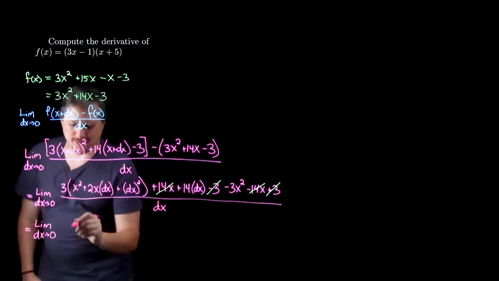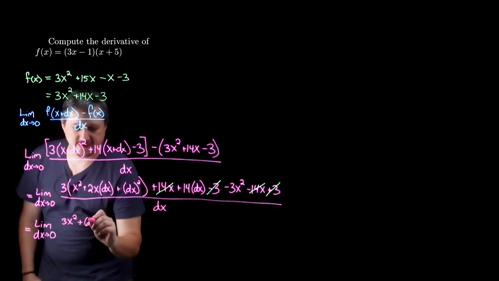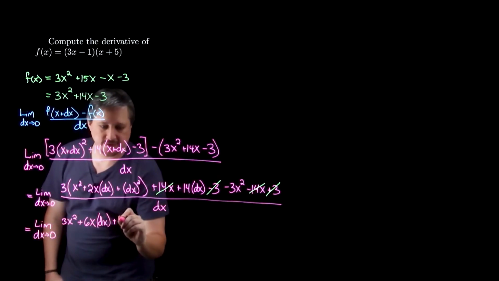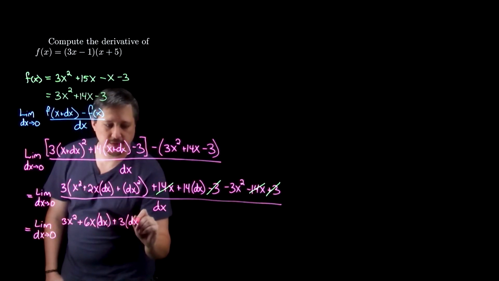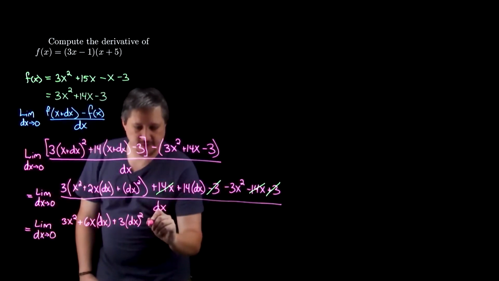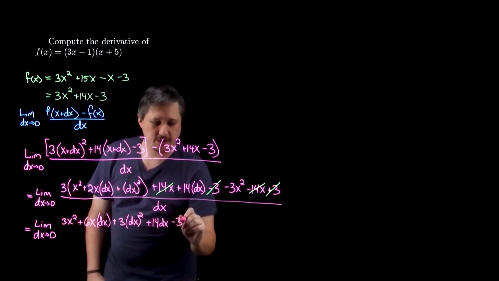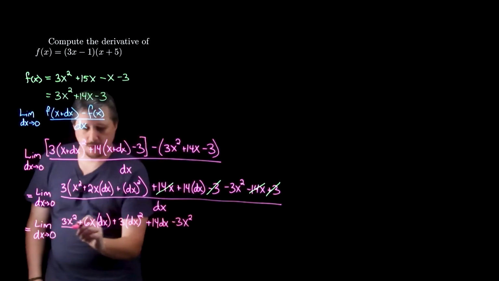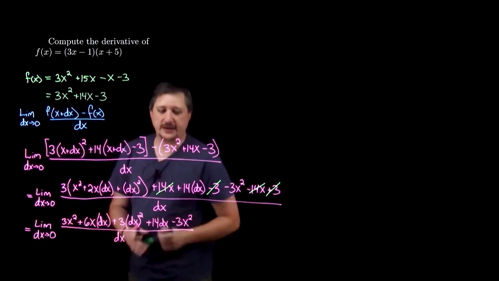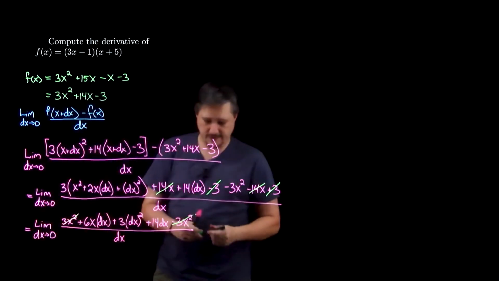Now I'm going to distribute my 3. So I have 3x squared plus 6x dx plus 3 dx squared. That canceled, I still have a plus 14 dx. I still have a minus 3x squared, all over dx. Now I can see this minus 3x squared indeed cancels that 3x squared.